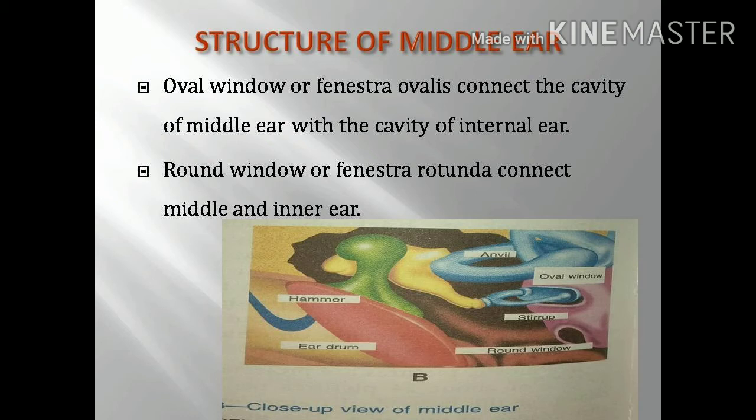When the sound waves strike the eardrum, the malleus bone undergoes vibration. That vibration is then transferred to the incus, then to the stapes, then it enters the oval window and into the internal ear region. So this is the structure of the middle ear, as well as the eustachian tube, which equalizes the air pressure on either side of the eardrum.